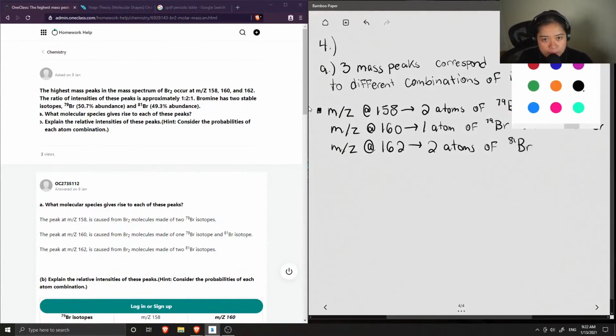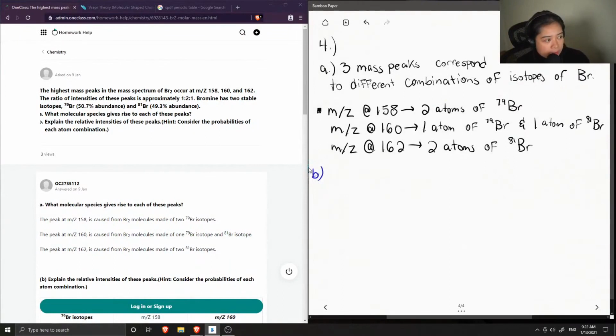So now let's do part B of the question. Explain the relative intensities of these peaks, and we need to consider the probabilities of each of the atom combinations. So we know that the ratio of the peaks is equal to 1:2:1. So let's look at the probability of each atom combination.